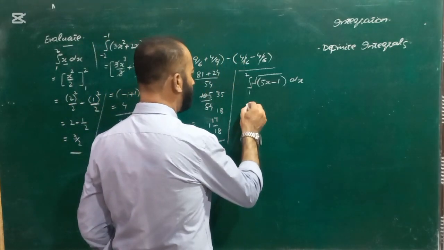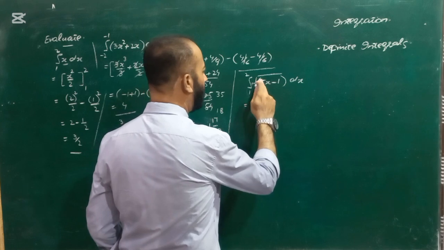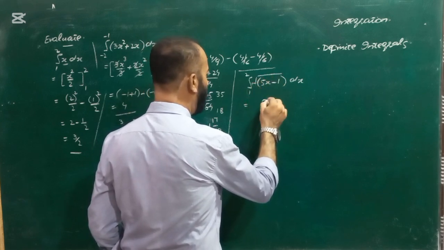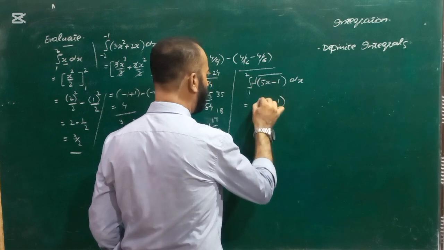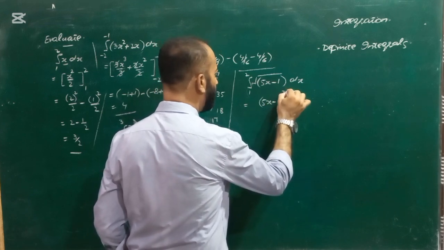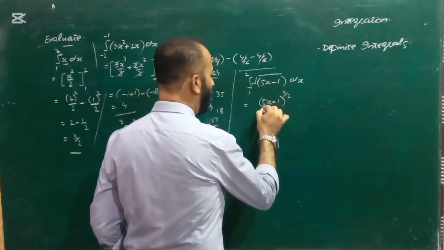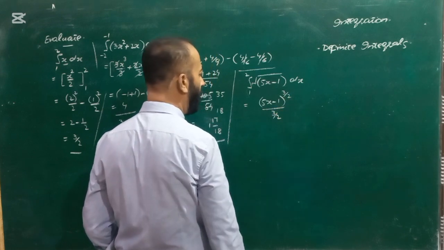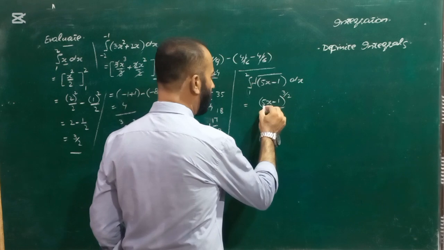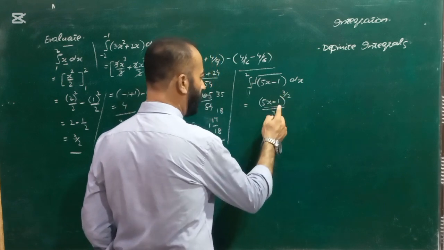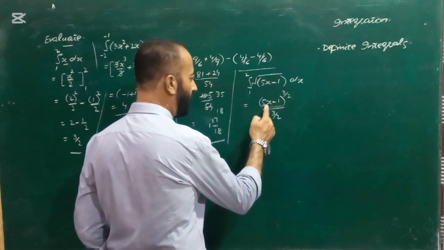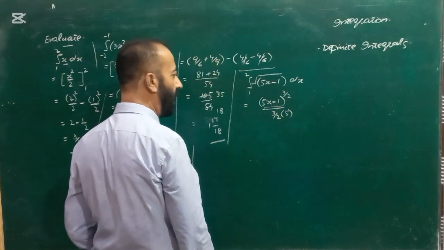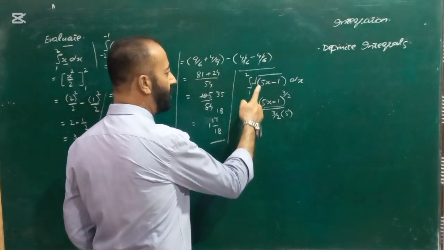So look now, this is having power 1 by 2. So 1 will be added in the power, that will make 3 by 2. That number will come into the denominator as well, and then take the differential of the value which is having the power. The differential is 5, so 5 will be placed in the denominator as well. So this is the integration of this function.